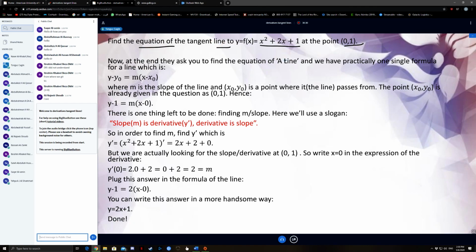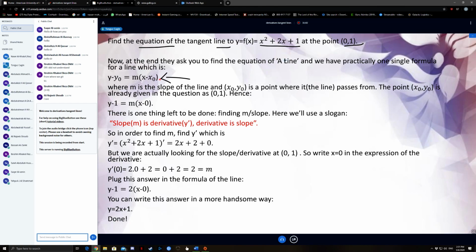And for the equation of a line, I have only one formula. It is this one. You just need to know a point where it passes through and the coordinates of that point, like x0 and y0. And you need to find the slope of the line, and that's it. You're just going to write them here, and that will be the answer. So let's start finding these numbers, x0, m, and y0, and write them here.